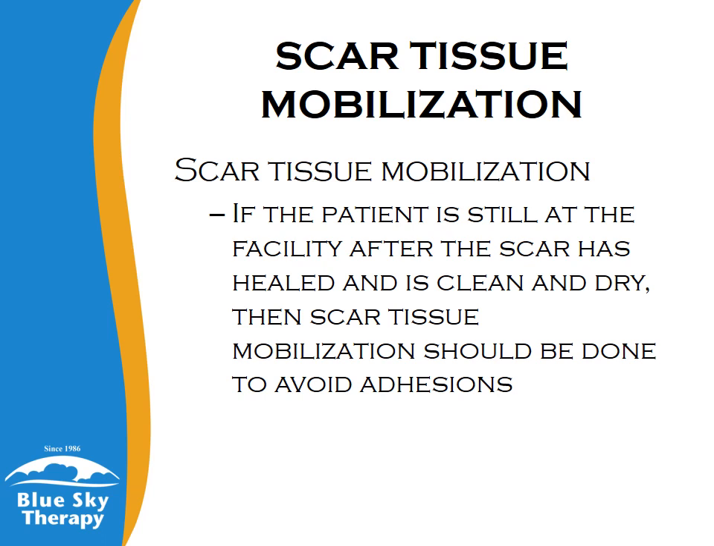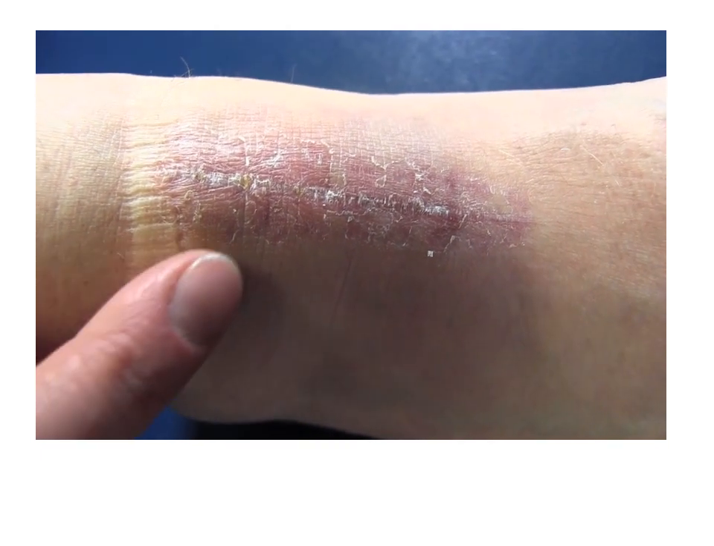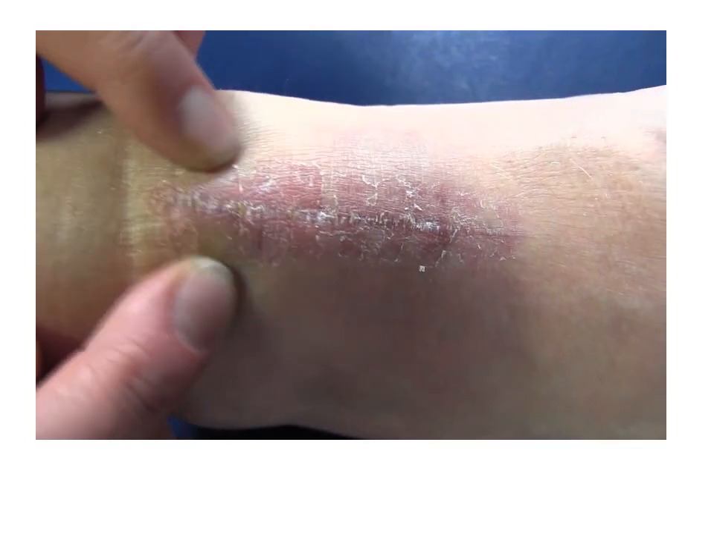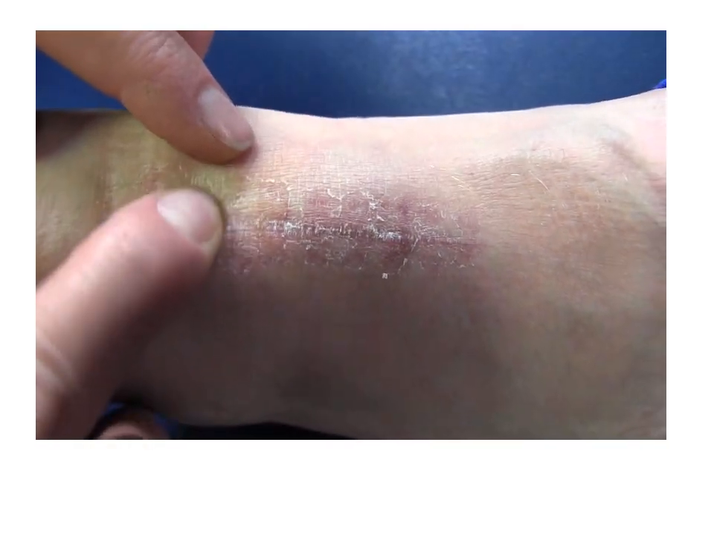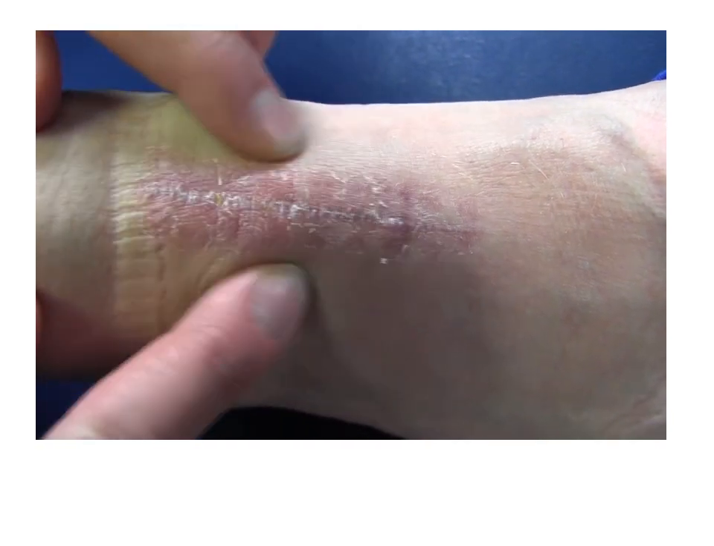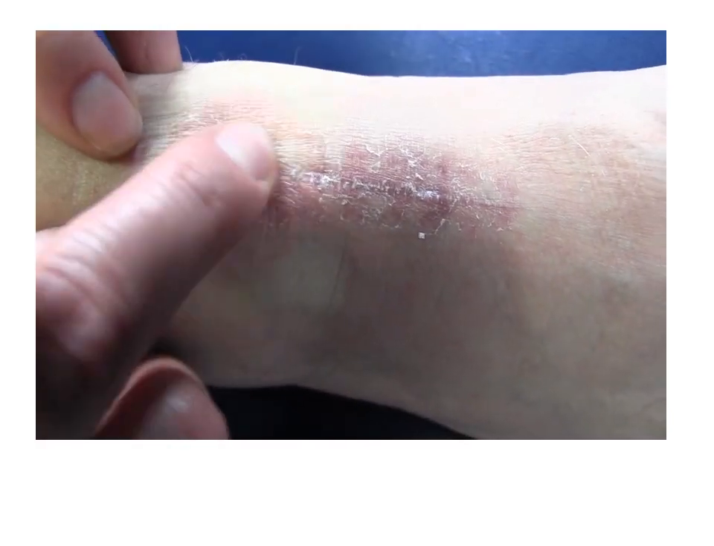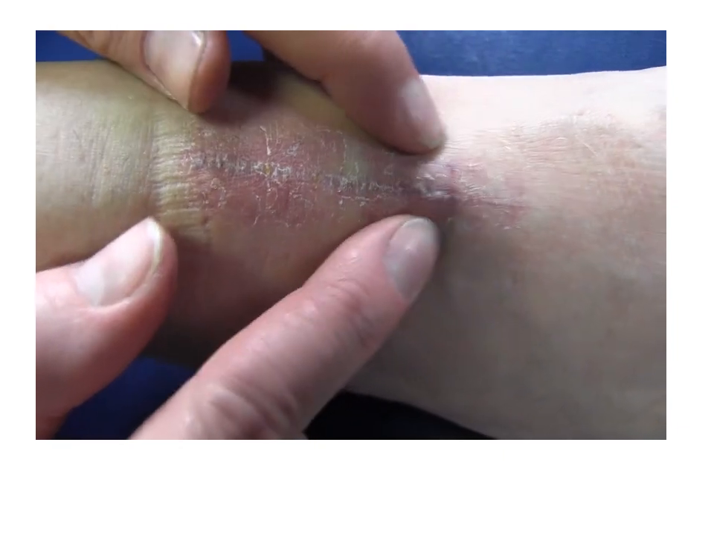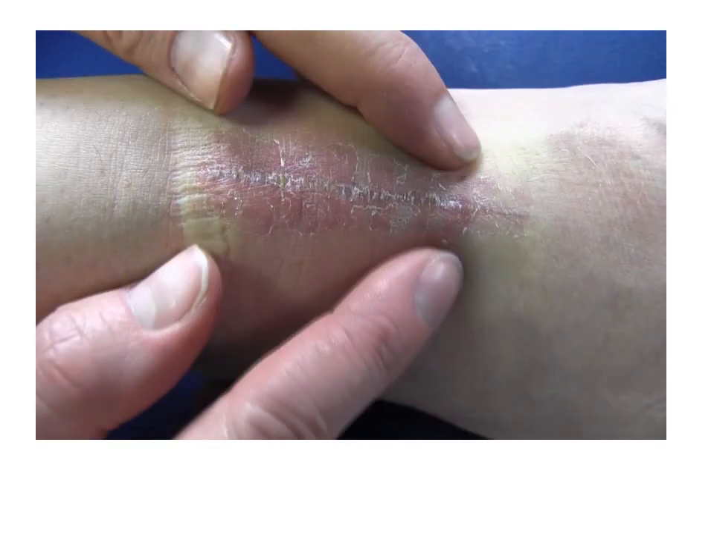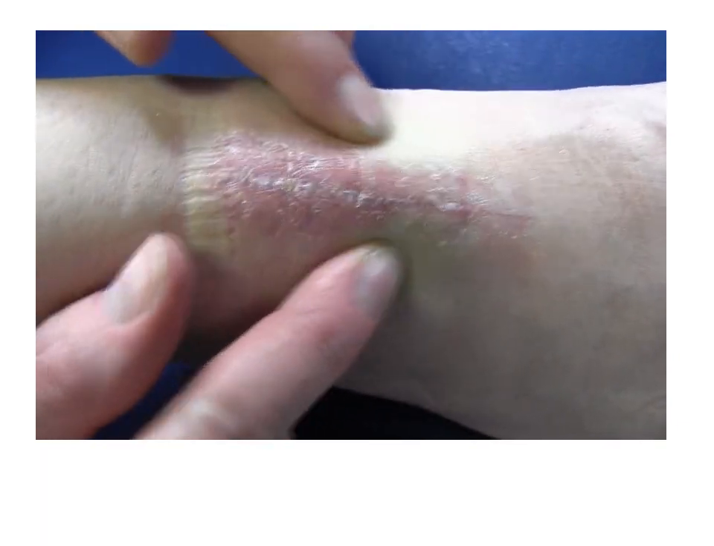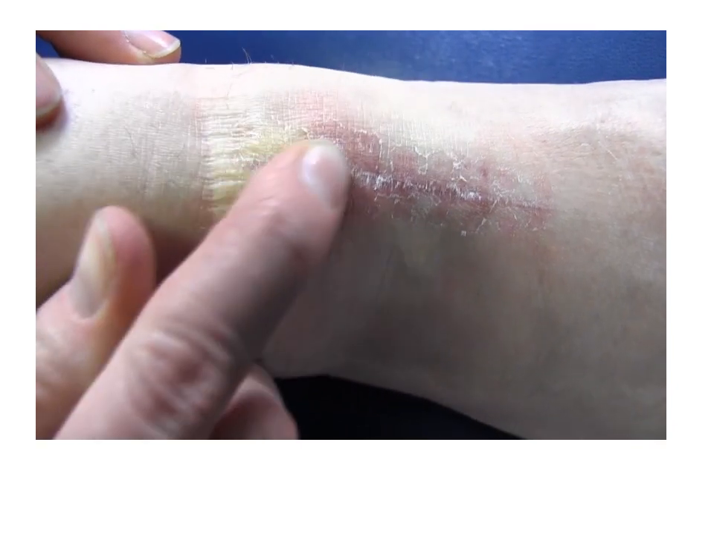If the patient is still at the facility after the scar has healed and is clean and dry, then scar tissue mobilization should be done to avoid adhesions. For scar tissue mobilization, you want to do circles not only over the scar, but around the area of the scar too, because the adhesions can not only form on the scar, but on the area around it as well. So you can do circles with a pretty good firm pressure right over the incision and right around it.